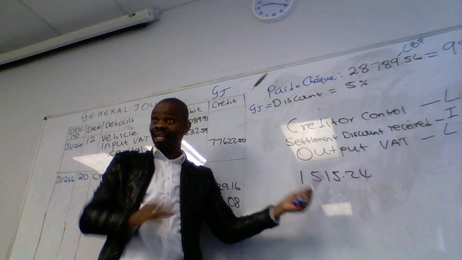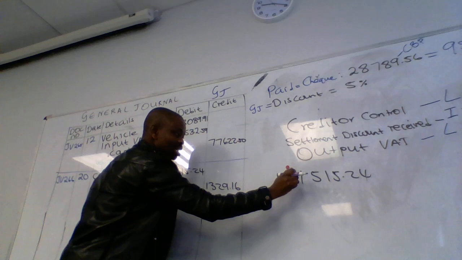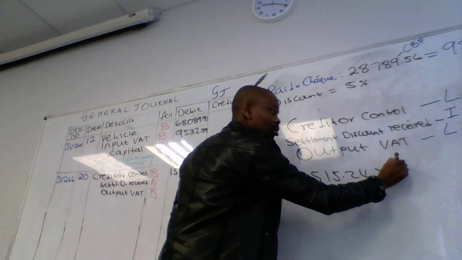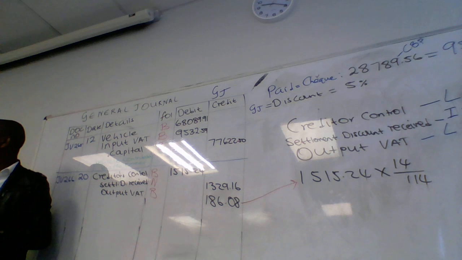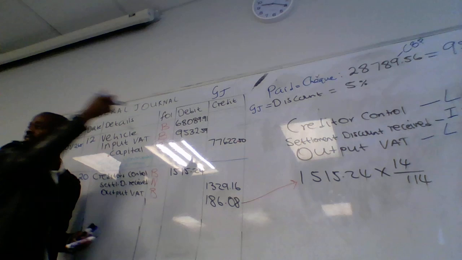And how did I find this one, guys? Just easy, as you can see. Can you see now? Times this by over. Come on, guys. And then you get this. How did I find this? This minus.